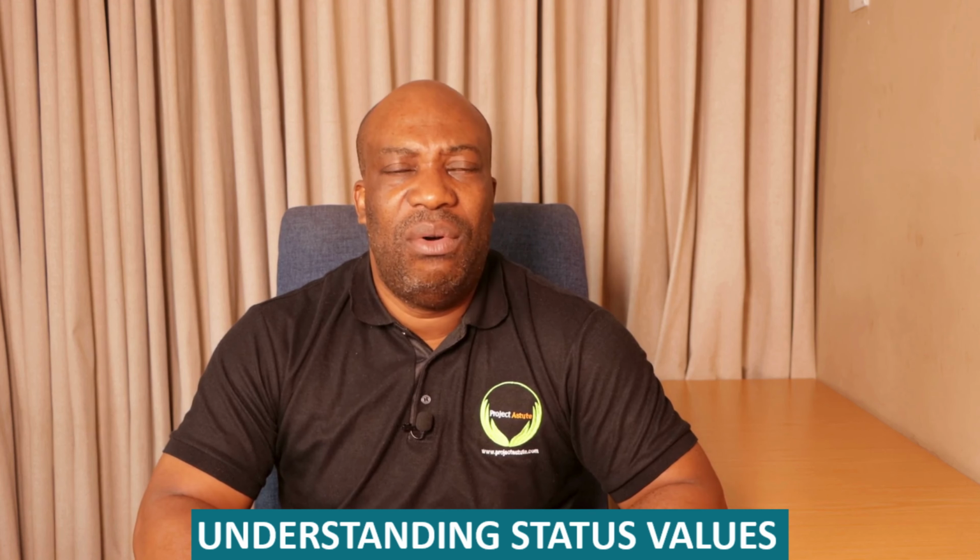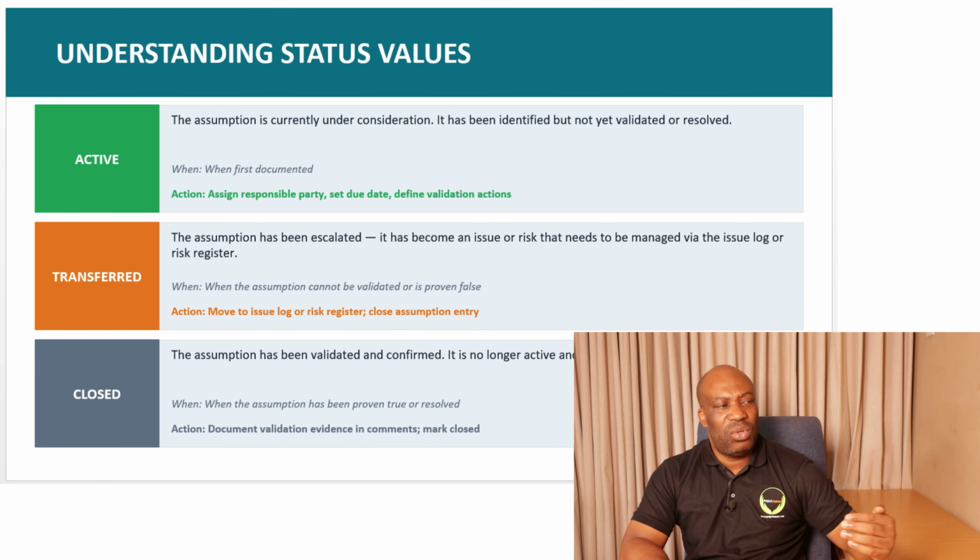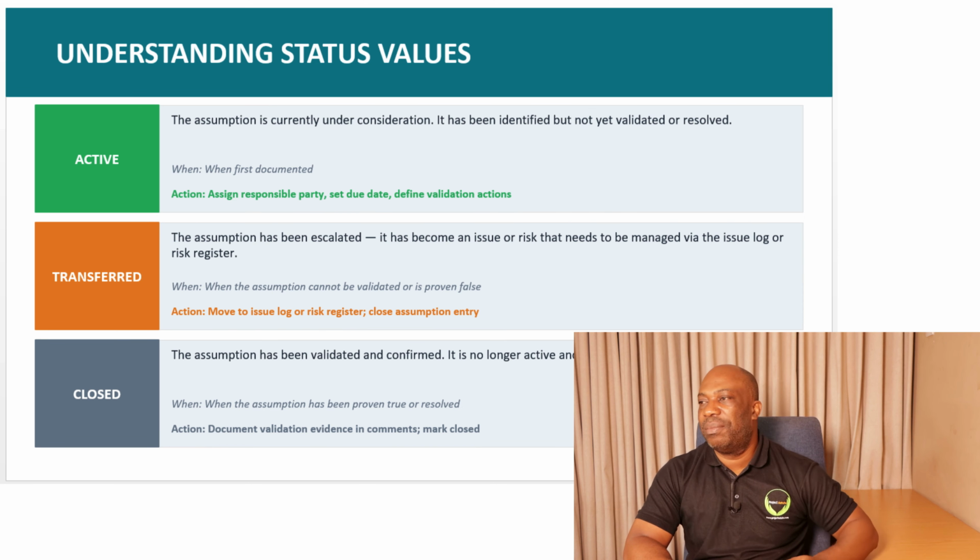In this section of the video, I'm going to take you through the understanding of the status values of assumptions. So let's go through that. The first one is when you say the status is active, it means the assumption is currently under consideration. It has been identified but not yet validated or resolved. When it's first documented, the action here is to assign the responsible party, set a due date, and define validation actions. So if it is active, it means it's something that is still being considered. You assumed it, you still need to validate and make sure that it's closed.